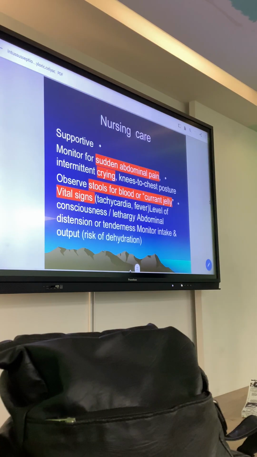But you as a nurse, for everybody that has a problem, at the first step, check vital signs. It is very important. If your baby has fever, maybe some infection happened. Tachycardia is very important for these patients, and also blood in stool.